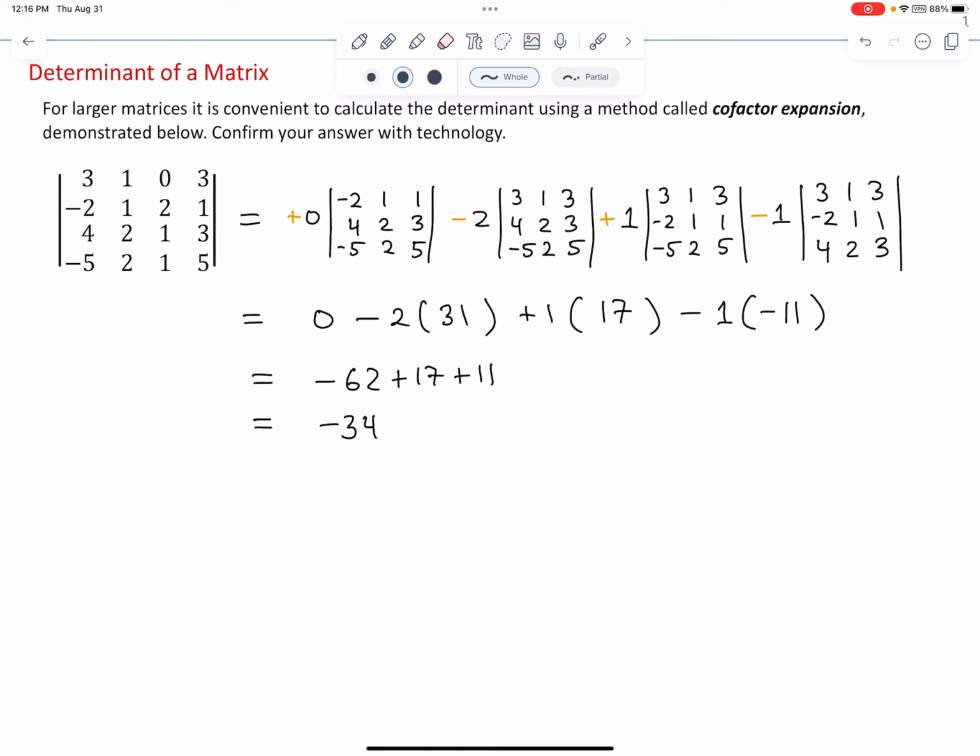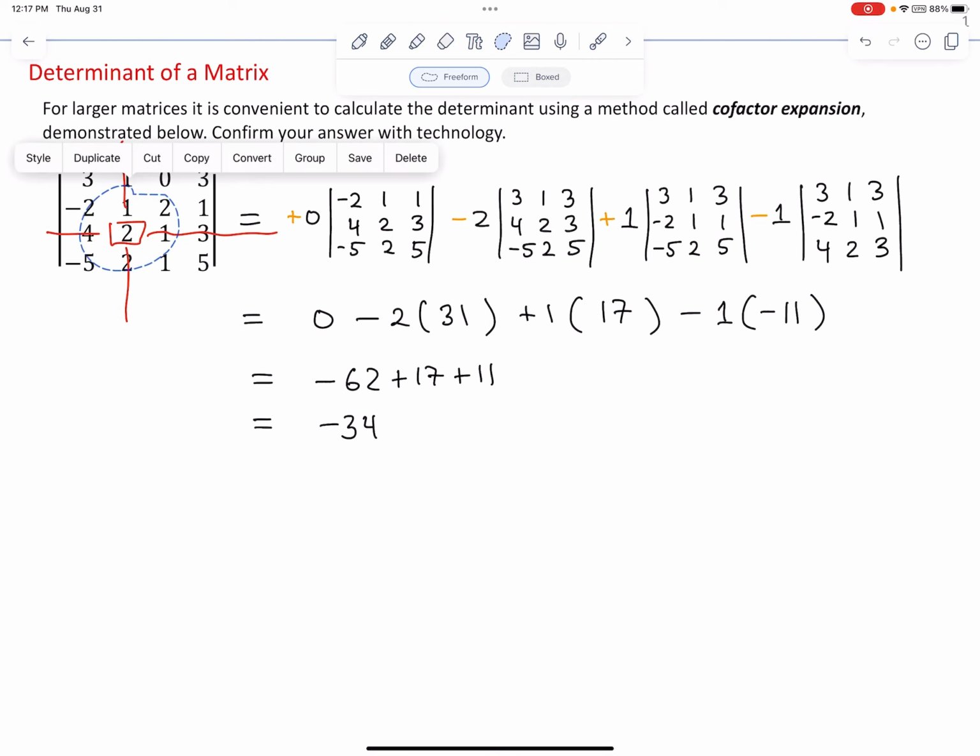So for example, I could have chosen to do my cofactor expansion along the third row. I'm not sure why I would have picked that because there's no zeros there, but I could have. So we would target the 4 first. The 4 is in a positive position of the matrix of signs, so it would be positive 4 times the 3 by 3 determinant not crossed out. And then we would move over to the 2. This would be a negative position, so we do -2 times the 3 by 3 determinant that's not crossed out.